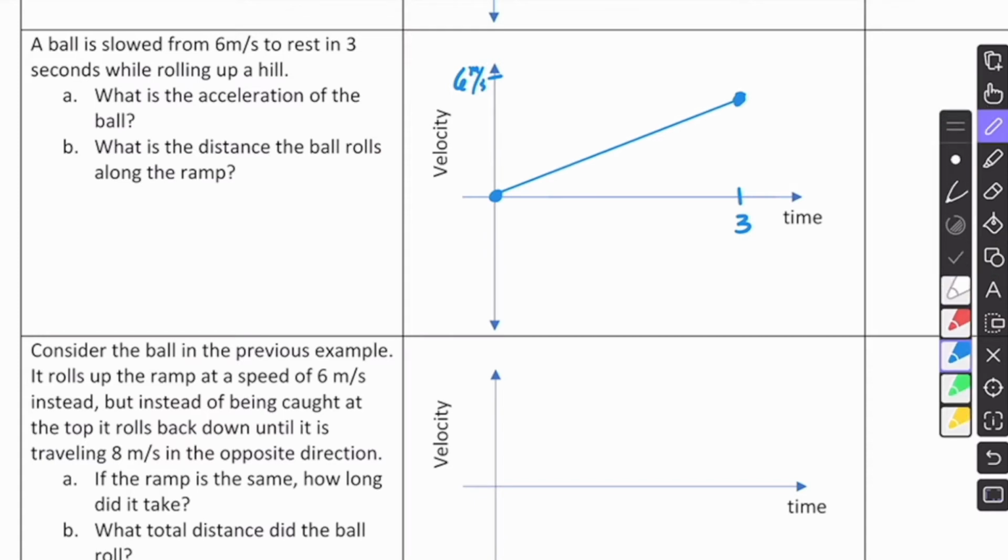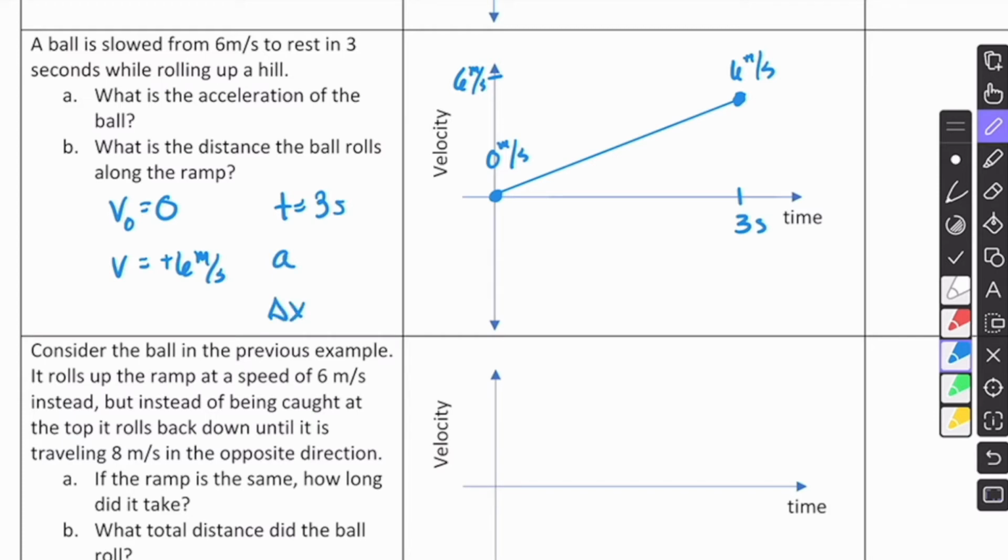There's the graph that kind of complements that information. Now, that's 0 meters per second, 6 meters per second, 3 seconds. That suggests that I've been given the initial velocity, the final velocity, the time interval, but not the acceleration nor the displacement.